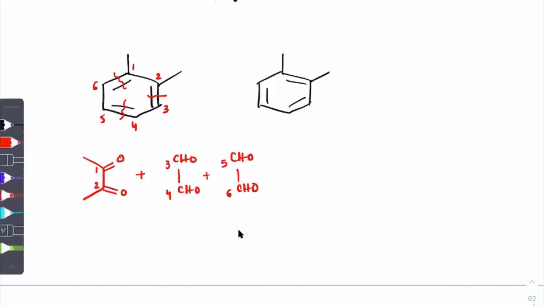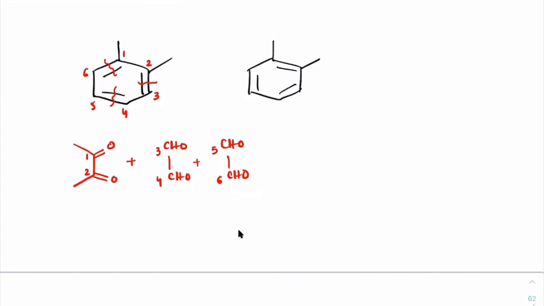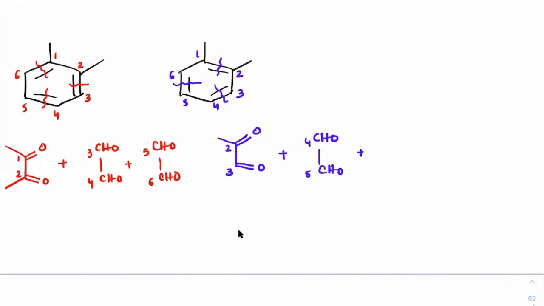Now, suppose you check the next canonical form: break here, and break here. Again, I'm giving numbering 1, 2, 3, 4, 5, 6. So now the second and third carbon, you'll get double bond O, double bond O. This is the second and third carbon, plus the fourth and fifth carbon, CHO, CHO. So this is the fourth and fifth carbon, plus the 1 and 6 carbon. The 1 and 6 carbon again will have double bond O, double bond O.